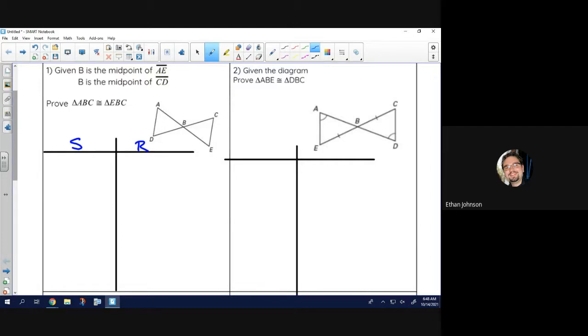Number 1 says given point B is the midpoint of segment AE and B is the midpoint of segment CD, prove that the triangles are congruent. So remember, with triangle proofs, we're always going to assume we have to say the triangles are congruent, then check to see if we have to go farther. So we'll start off this proof by giving our first given. So B is the midpoint of AE.